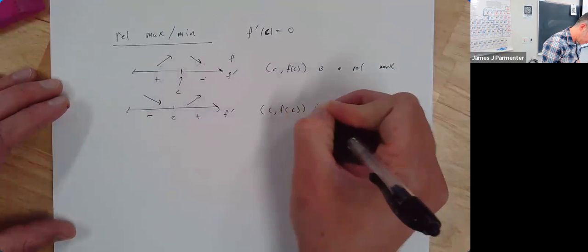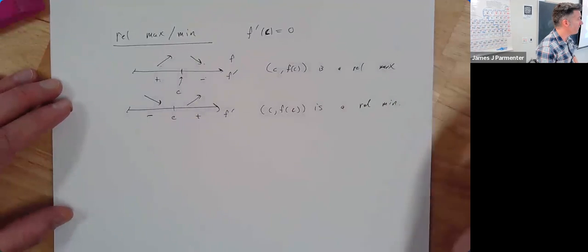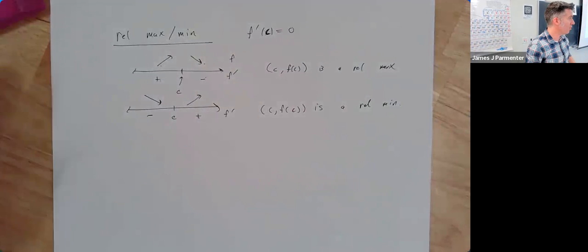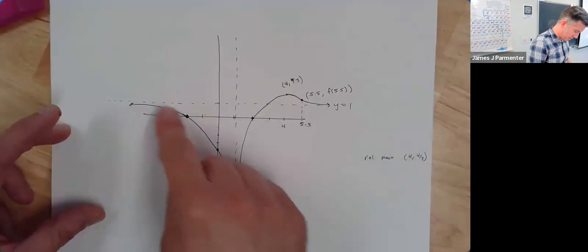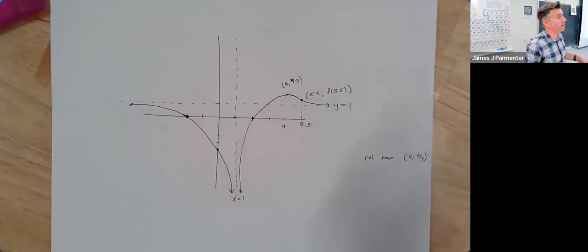But again, it's only true if the function is defined there, right? Just like in that previous example, we didn't have a relative minimum at the vertical asymptote, even though the function went from being decreasing to increasing. There's no relative minimum there because the function is not defined.